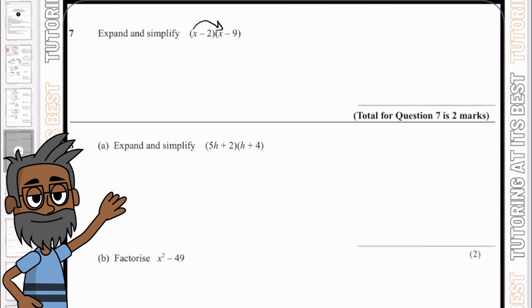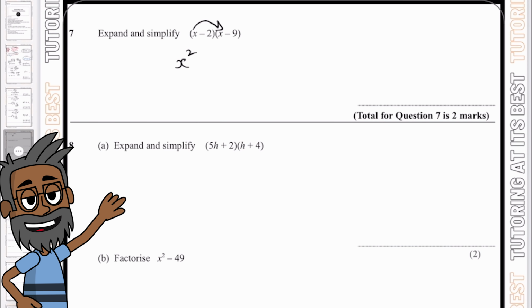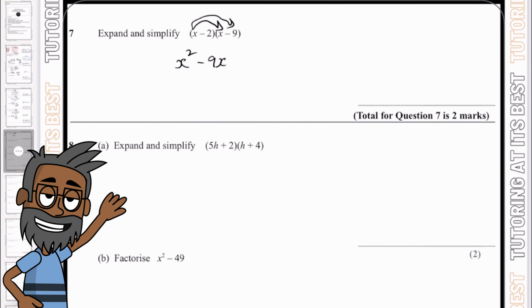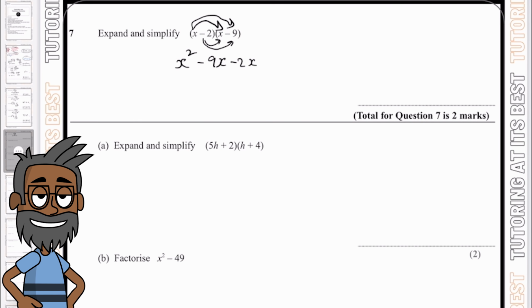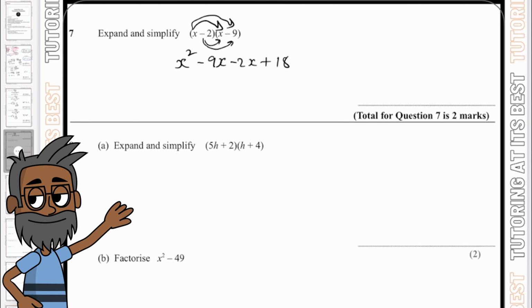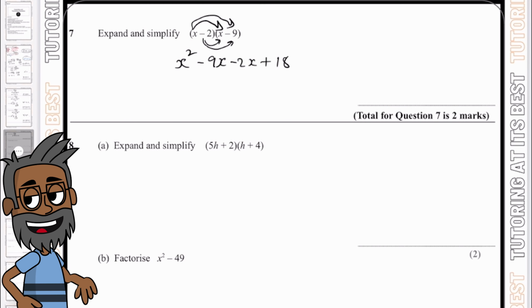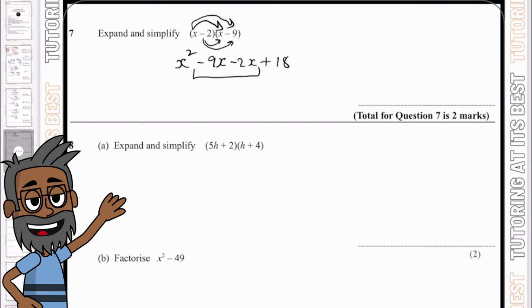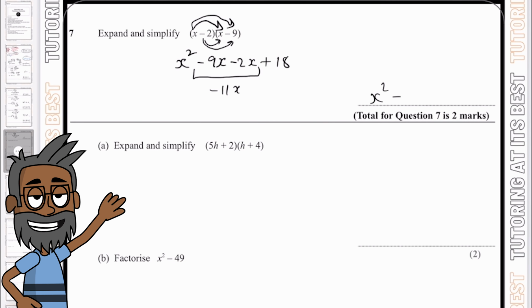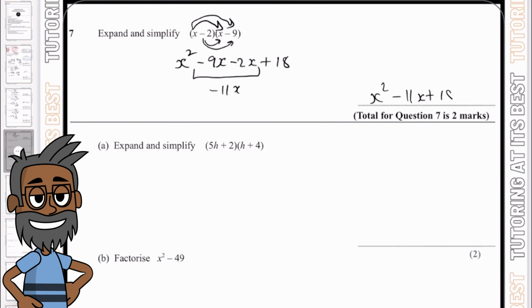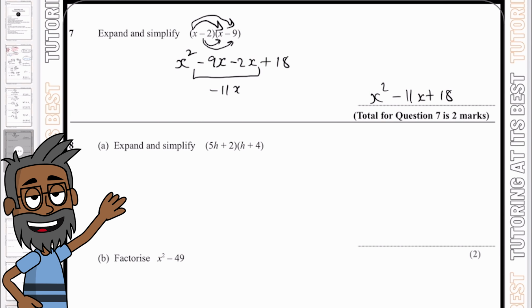So we have x times x is x squared. x times minus 9 is minus 9x. Minus 2 times x is minus 2x. And minus 2 times 9, remember two negatives give you a positive, and that will be 18. We can then go ahead and add our like terms, which gives us minus 11x. And that gives x squared minus 11x plus 18. And we're good to go.